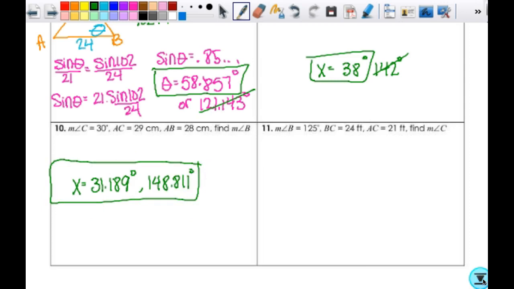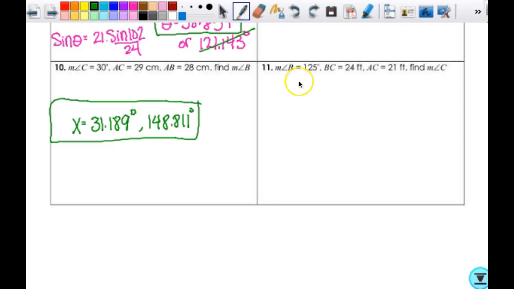So 11. I'm going to start by drawing and labeling a picture once my board catches up. Oh, come on. So here's my triangle. It's going to be A, B, C. So the measure of angle B is 125 degrees. So once again, it doesn't look obtuse in my picture, but it does not matter. The length of BC is 24. The length of AC is 21. And I want the measure of angle C.